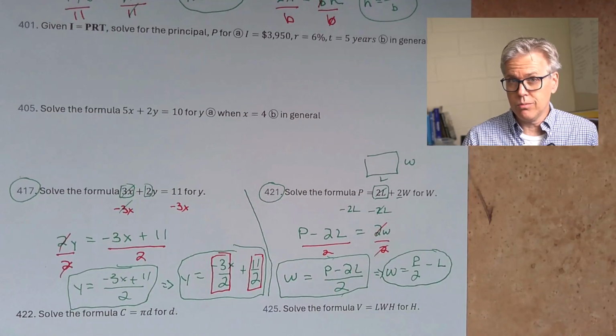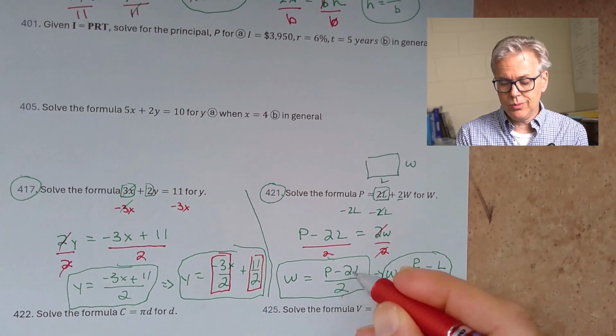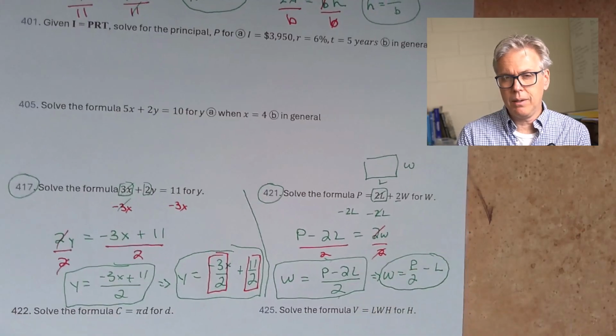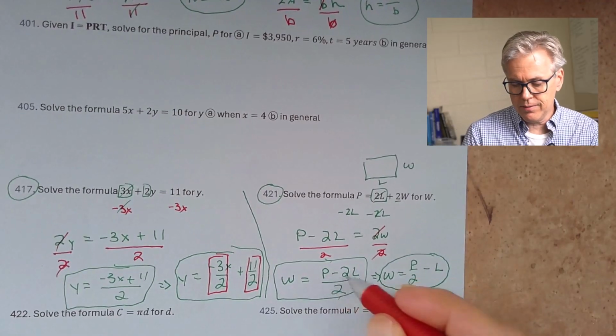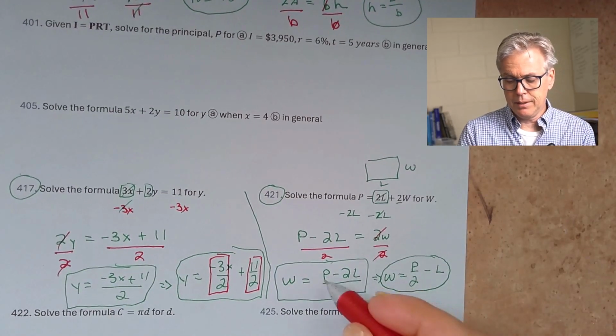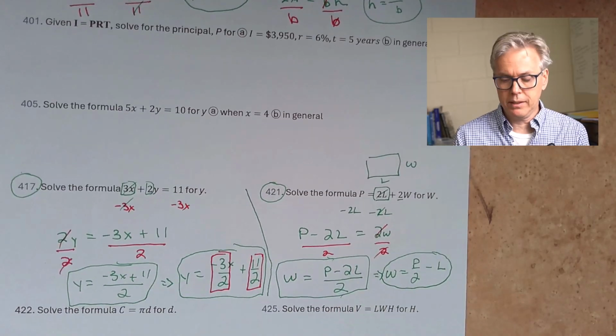What some students do, and don't let this be you, is they will cancel these 2's out. It's pretty tempting, but don't do that. We can only cancel factors, and this 2 is not a factor of this term up here, because I'm dividing 2 into each term. So just be careful on that.